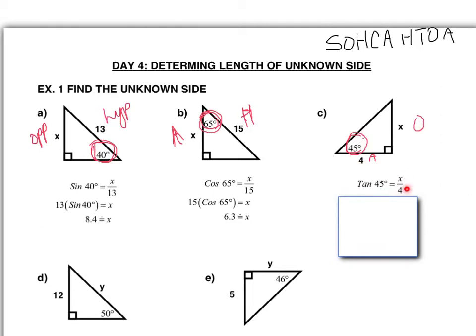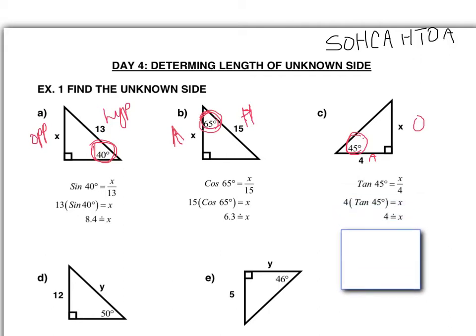The 4 is going to come to the other side, just like in the last one. Since I was dividing on this side, it will come to this side right there and multiply. And then I punch it on my calculator, and I get 4.